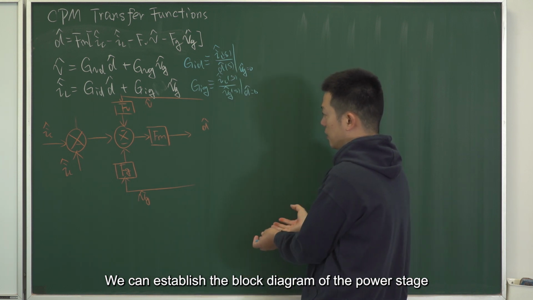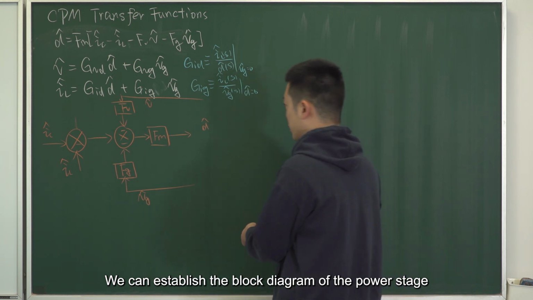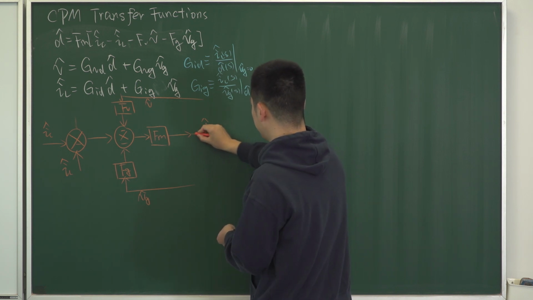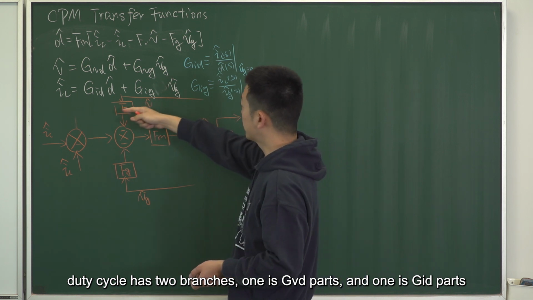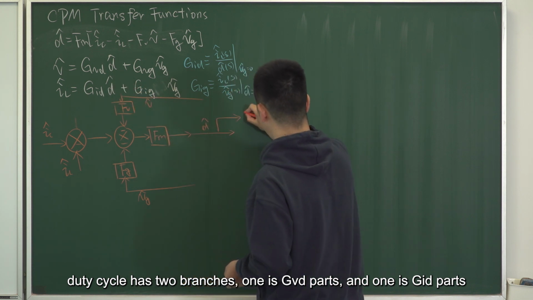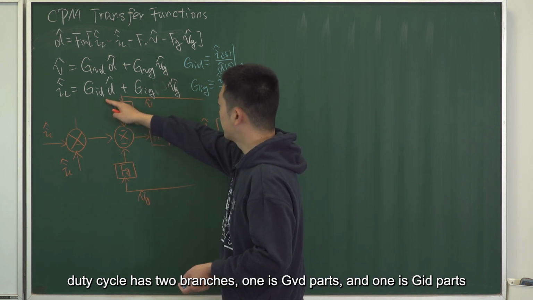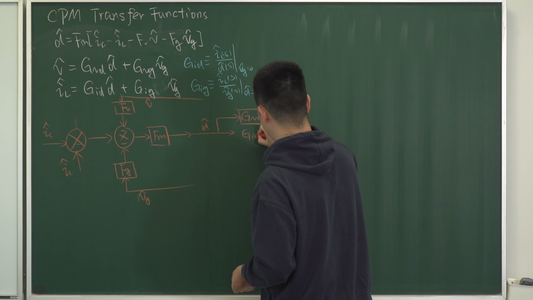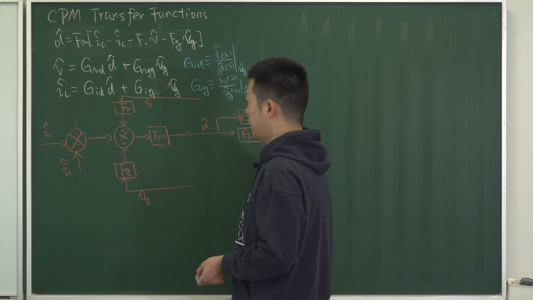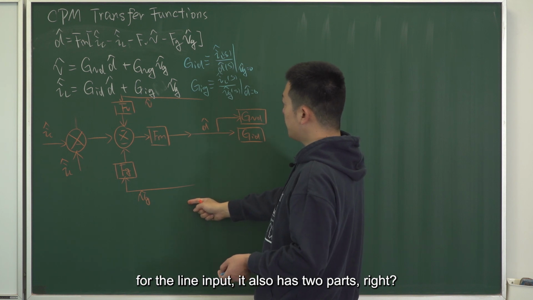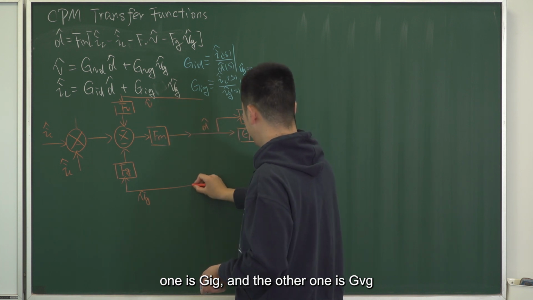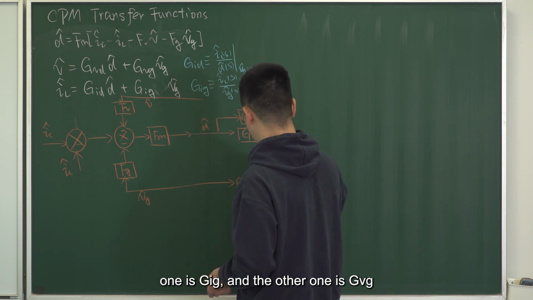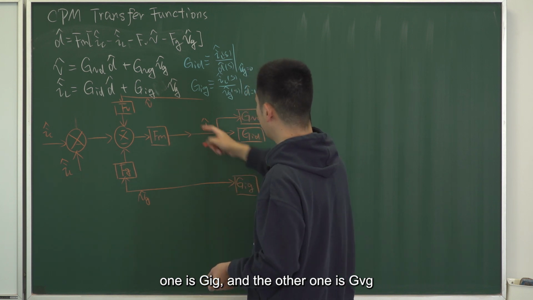Based on the duty cycle, output voltage, and the line input, and those two formulas, we can establish the block diagram of the power stage. Here is the duty cycle, and the duty cycle has two branches: one is the GVD part, and one is the GID part. For the line input, it also has two parts: one is GIG, and the other one is GVG.